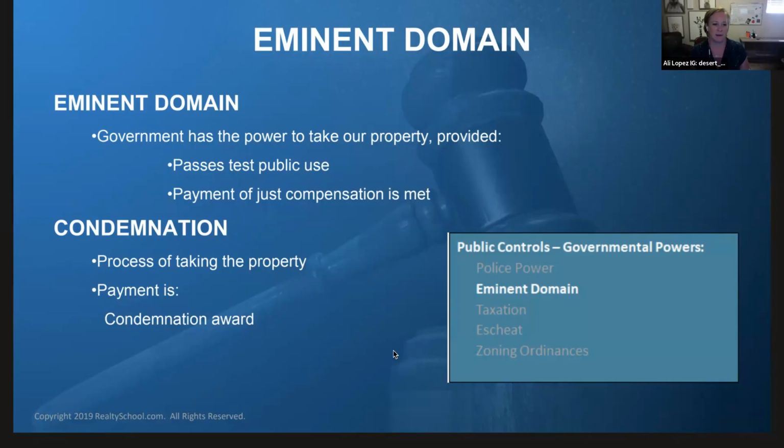The government has the power to condemn a property if it's been deemed unsafe, unhealthy, or dangerous. The payment is a condemnation award. Who wants one of those?